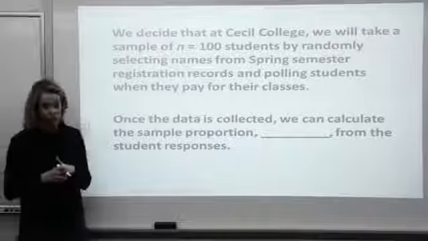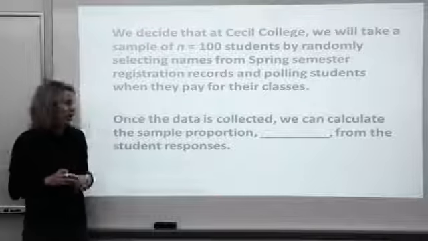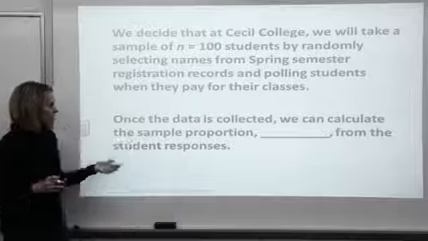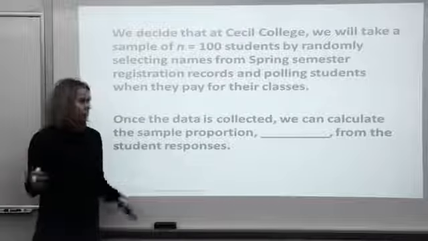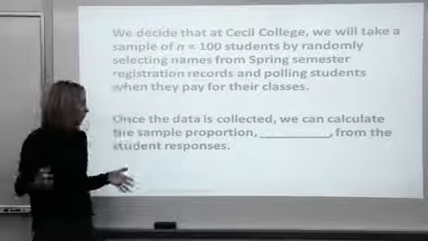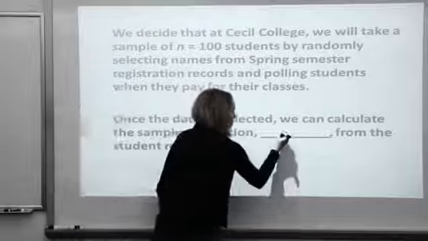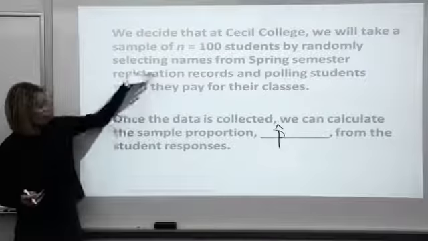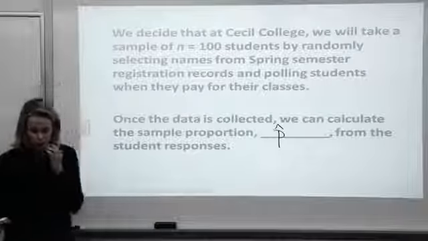Once we collect the data, we can calculate the sample proportion. Now this value comes from a sample. The sample proportion, the symbol we'll use for this is a statistic because it's collected from a sample, not the whole population. We'll call that P with a hat on top of it, P hat. And we'll get that from those 100 student responses.